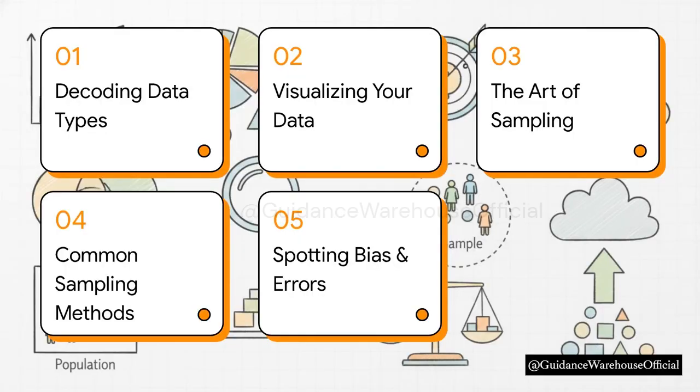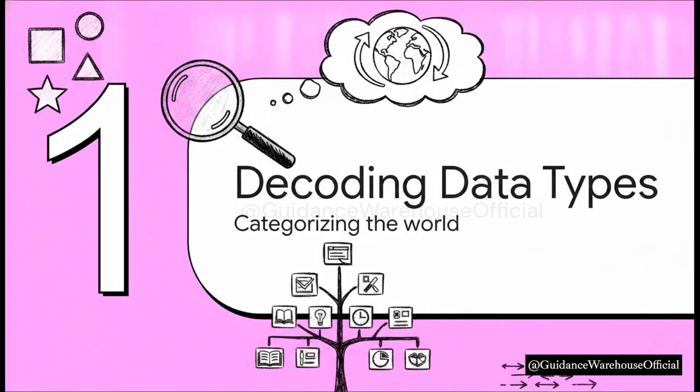We'll decode data types, figure out how to accurately visualize your data, learn the art of sampling, go over common sampling methods, and finally, learn how to easily spot bias and errors. Section 1. Decoding data types, or how we go about categorizing the world.